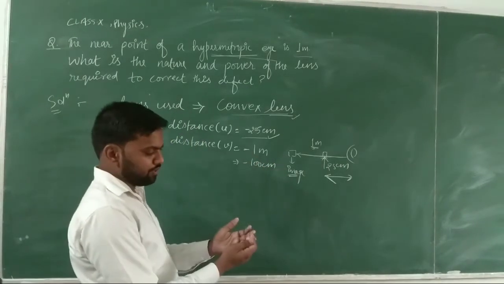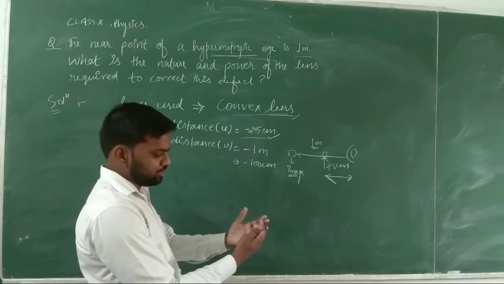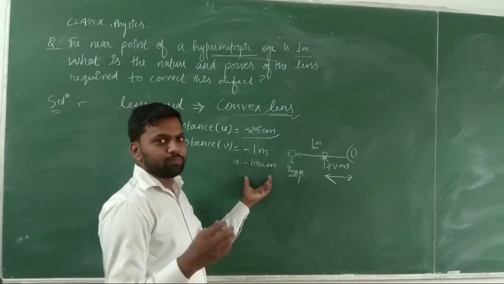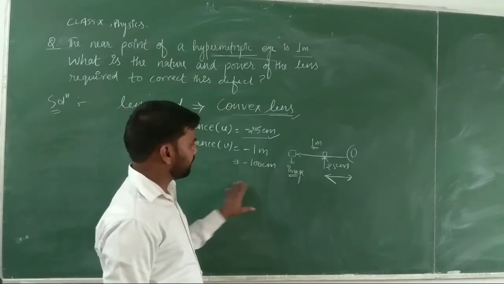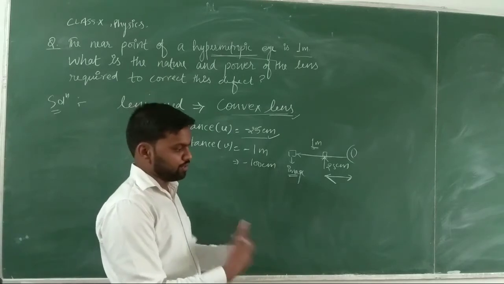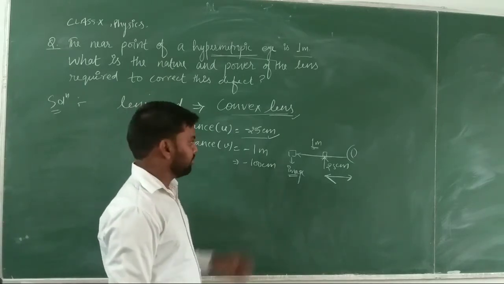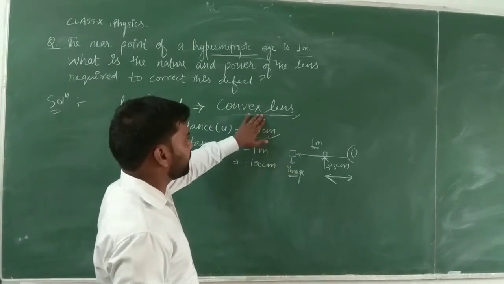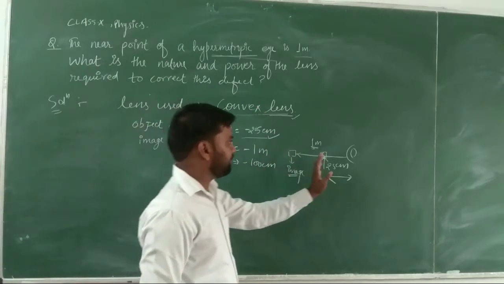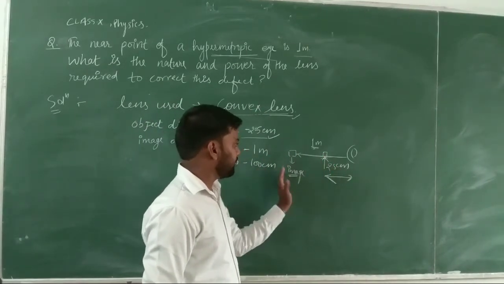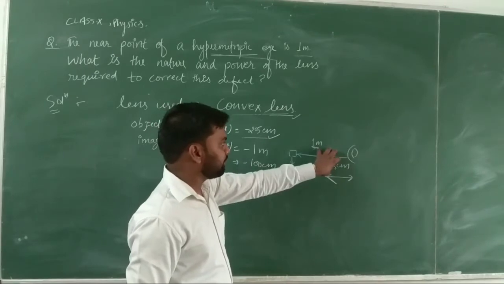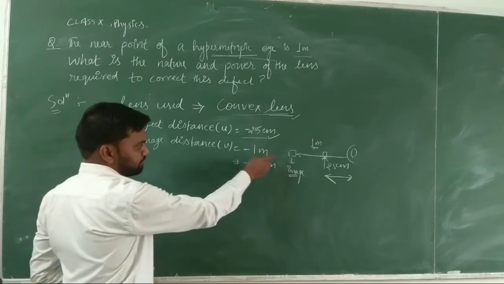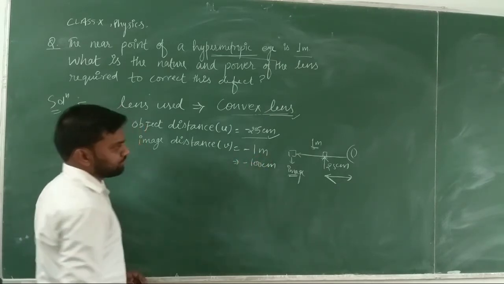Suppose I am reading a book, I am not able to read that book at this point. Definitely I will move that book 100 centimeter away, but it is not possible for a normal human, because we can't do every time that move that book 100 centimeter away from us. So for correcting this defect, we will use convex lens. What is the function of the convex lens? It will form the image of this object at 1 meter away. So we will get the image of this object at this point. That's why I have taken image distance v equal to minus 1 meter or minus 100 centimeter.